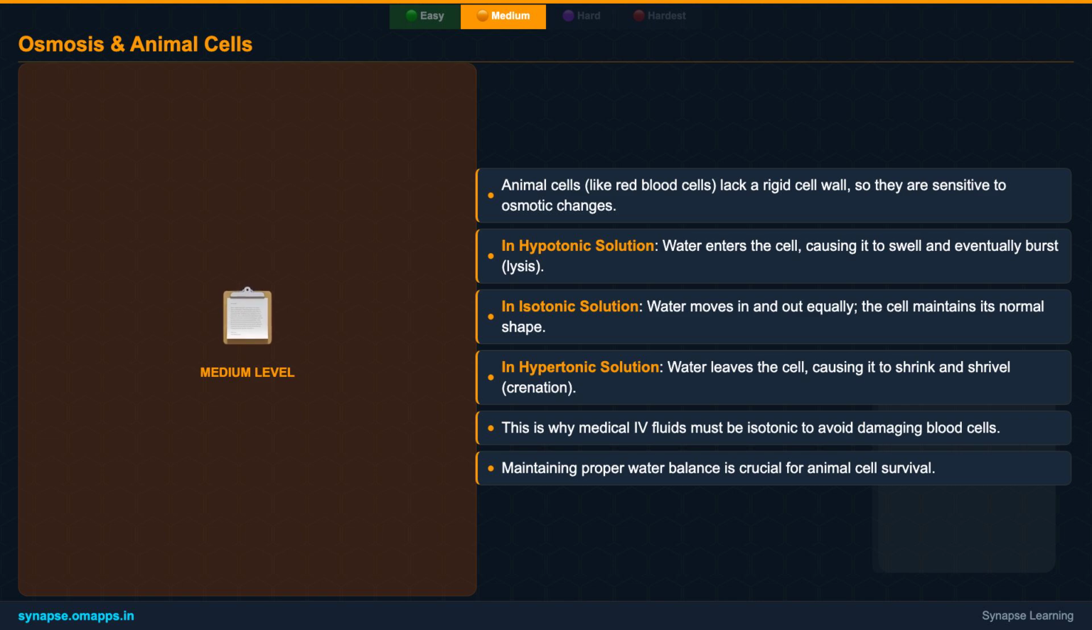However, if an animal cell is placed in a hypertonic solution, water leaves the cell, causing it to shrink and shrivel, a process known as crenation. This is why medical intravenous fluids must always be isotonic to prevent damage to your blood cells.